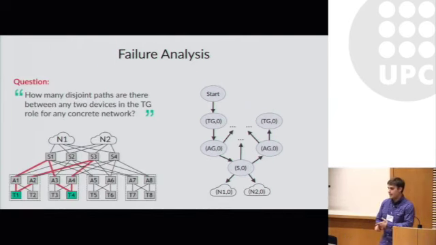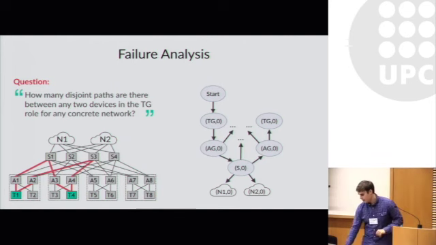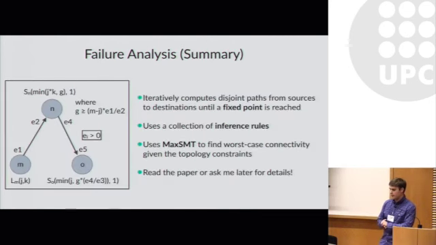Right, so the task then is to infer various types of connectivity invariants over this abstract representation so we can use this in our synthesis. In particular, the question we want to answer is, how many disjoint paths are there between any concrete devices in two abstract roles in any worst-case network? At a very high level, what's happening is we're going to iteratively compute the number of disjoint paths from sources to destinations.